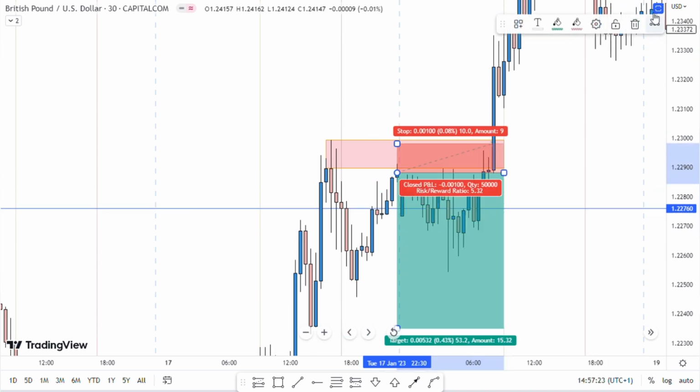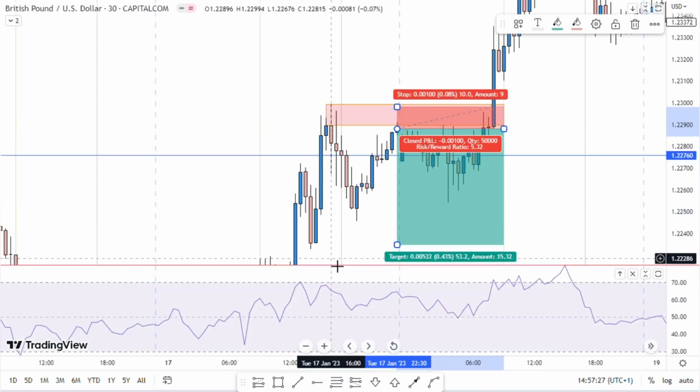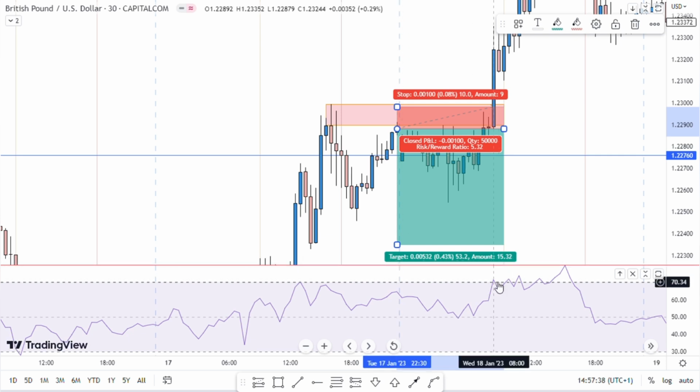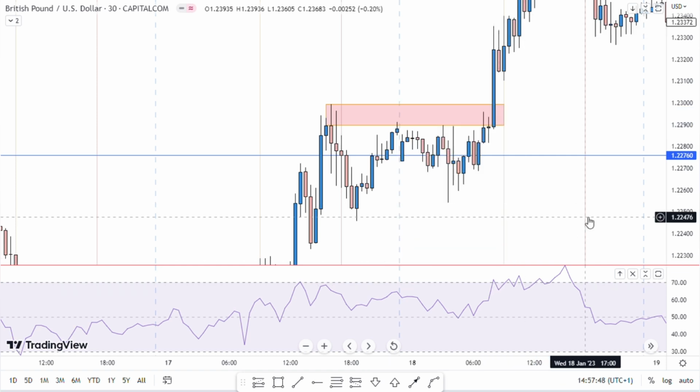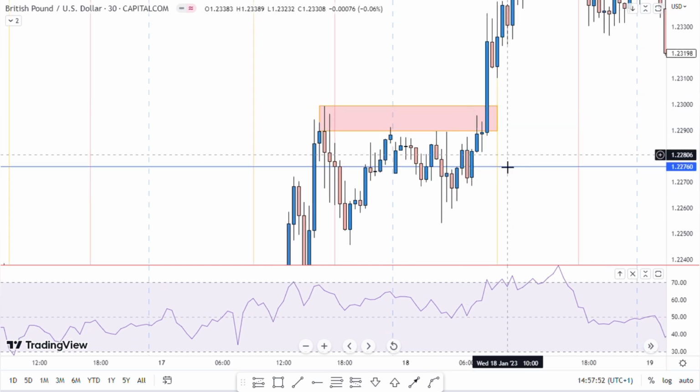We would have to use RSI to validate, you see. RSI itself did not even validate this entry. It gave us the entry around here. So just keep on watching. And I would not have gone into this trade.